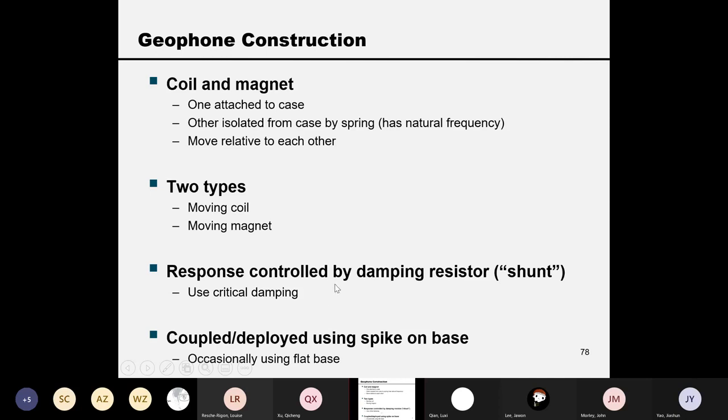Some practical parts include damping at the very beginning, and then occasionally a flat base. So this is what we're talking about now.